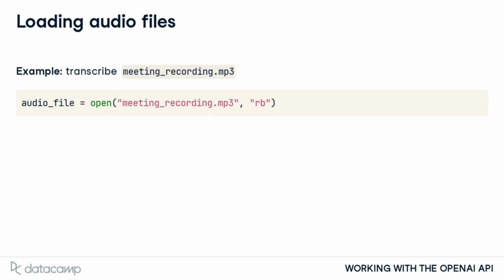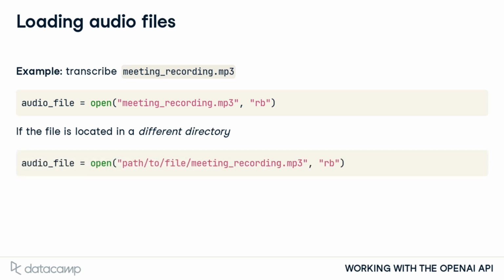The rb here stands for read binary. All this means is that we're opening a file that is stored in a binary format, which is typical for non-text files like audio, video, and images. If the audio file is stored in a different directory to the Python script or notebook we're working in, we also need to prepend the file name with its path.